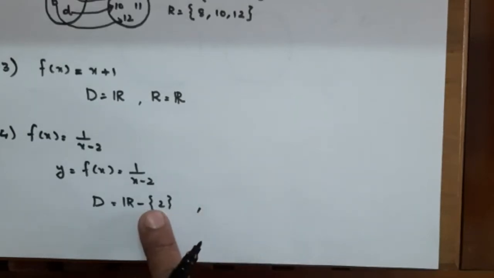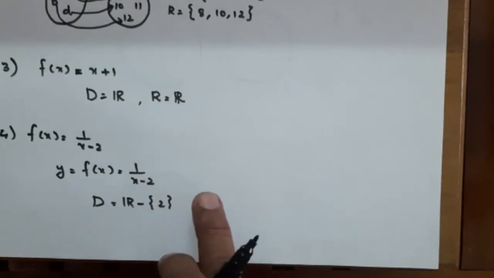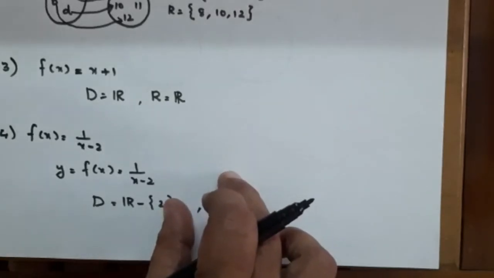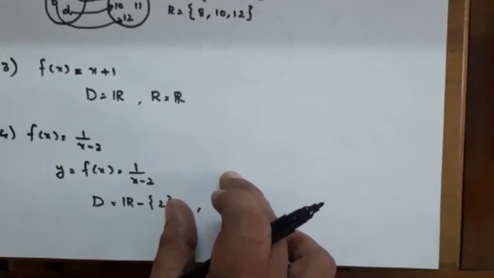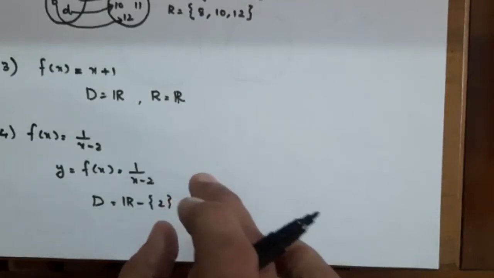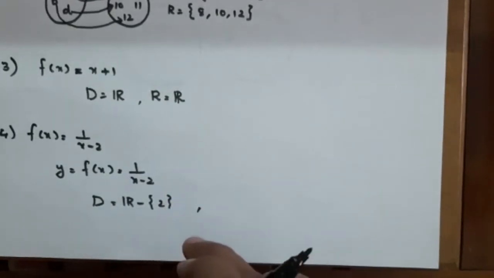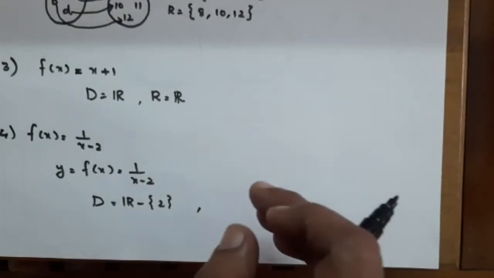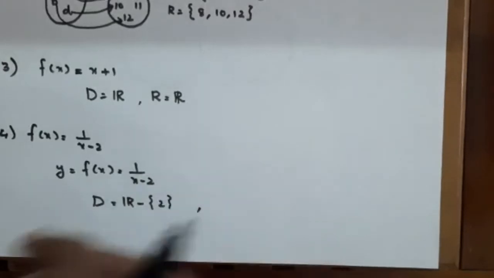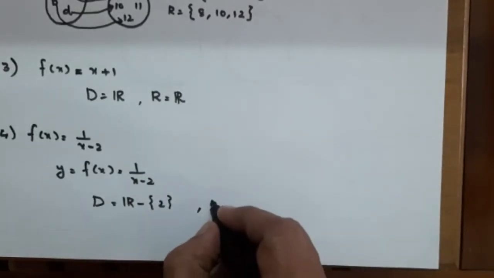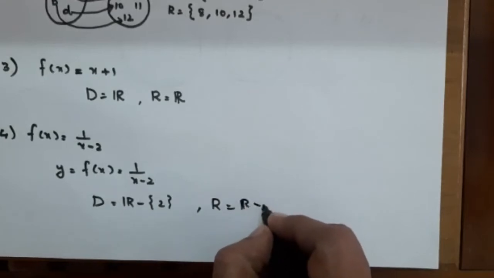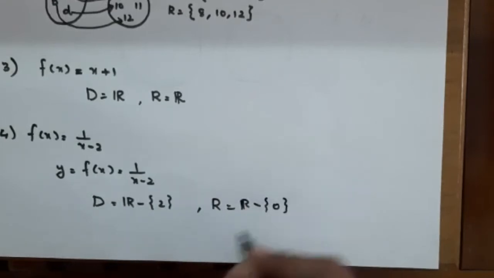Yes, this is a rational function, 1 by x minus 2, and it can never be 0, because a rational function becomes 0 only when the numerator is 0. Here, the numerator is always 1 and it is non-zero. Therefore, this answer 1 by x minus 2 can never be 0, and any other real number can be in the form 1 by x minus 2. Therefore, what about the range? Range is equal to set of real numbers minus singleton set 0.